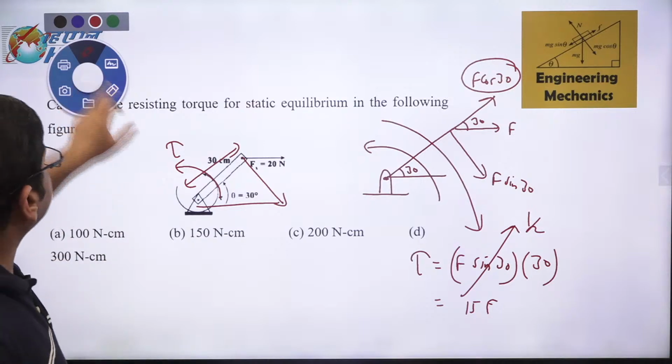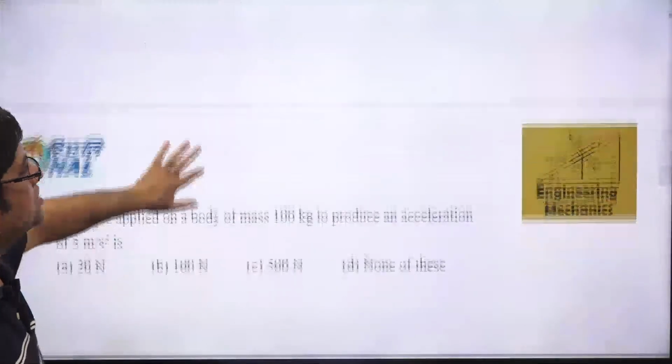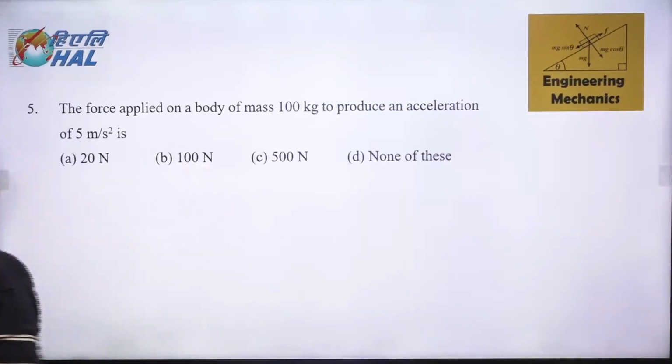Okay, so all these questions which we have taken are either from objective engineering services or previous year public sector questions. So let's try to solve this question one by one. Force applied on body of mass 100 kilogram to produce an acceleration of this. Very simple question, but these kind of questions are normally asked in the exam.